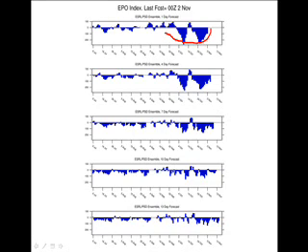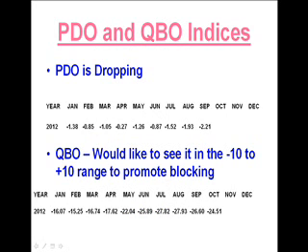The PDO and QBO. The PDO is dropping, as you can see. That water's getting colder in the Gulf of Alaska out there. As you can see, it's dropping, so we've got to watch that. However, the QBO is rising, the quasi-biennial oscillation. We like it around -10 to +10 in this index because it helps promote blocking. It is rising. That's a good sign. How far does it rise? We don't know, but it's a good sign that it is rising. We want it to get to -10, that would be great, but it is rising, so that's a good sign.